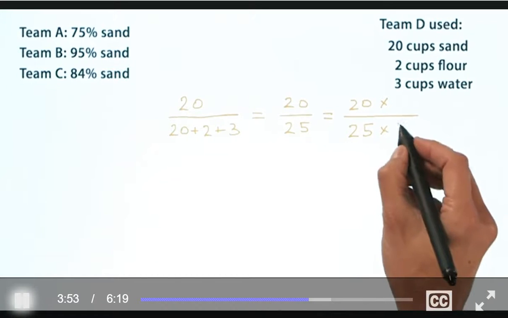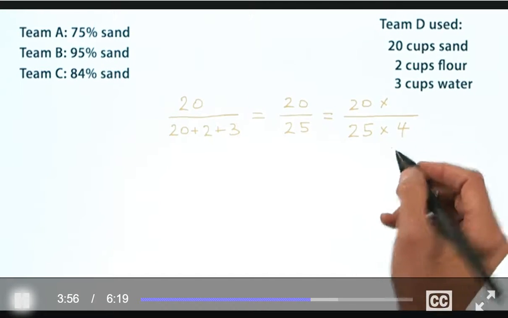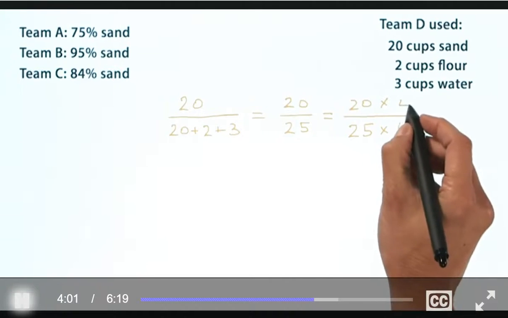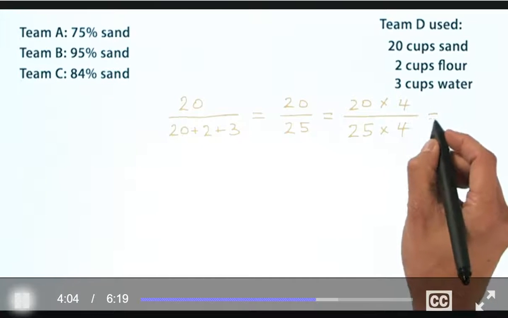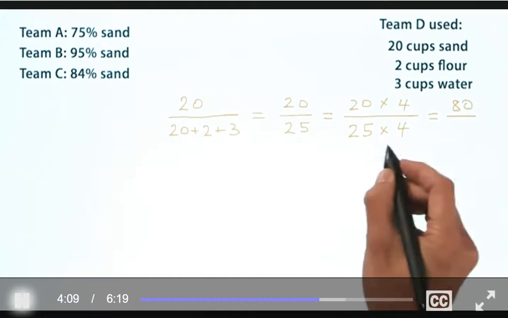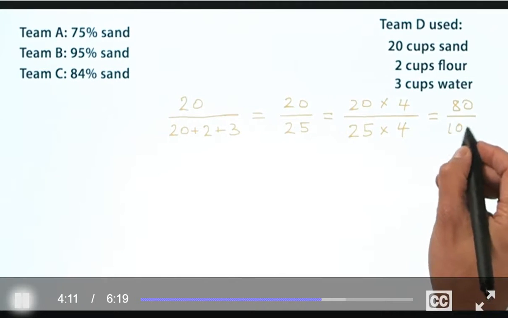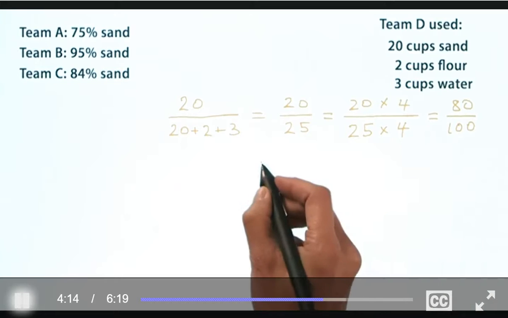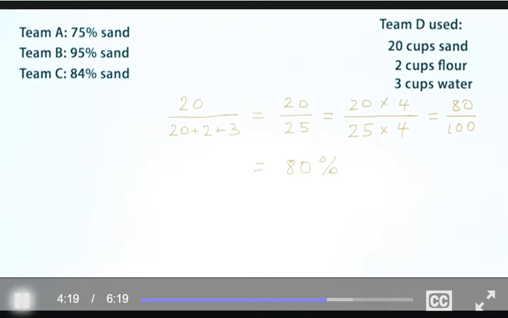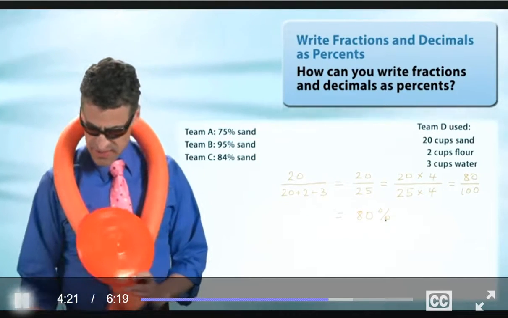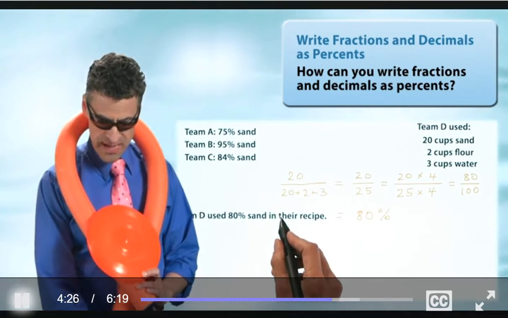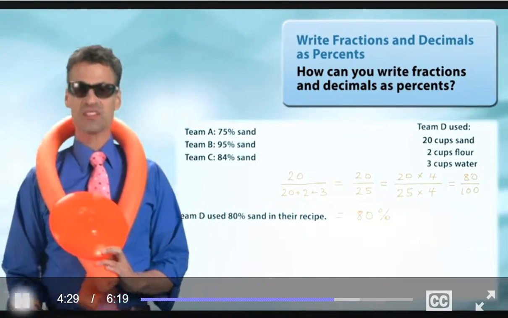Well, 25 times 4 is 100, right? You know that. If you have 4 quarters, you have 100 pennies, or $1. So we multiply the numerator and denominator by 4, so it's actually really easy. 20 times 4 is 80, and 25 times 4 is 100. And so we see that this equals 80%. That tells us that Team D used 80% sand in their recipe.